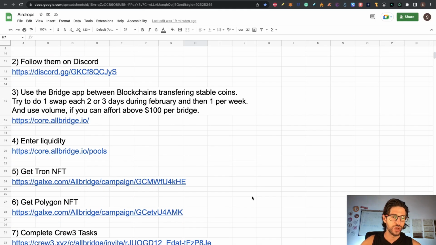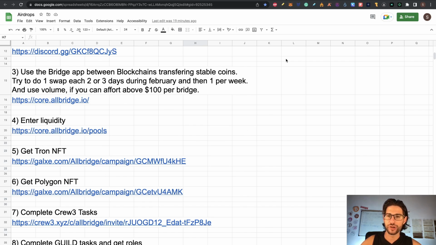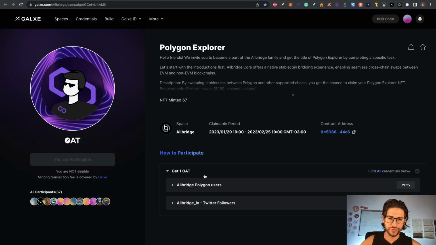Then the step 6, we also have some campaign to get a Polygon NFT. So the Polygon NFT here is the same.